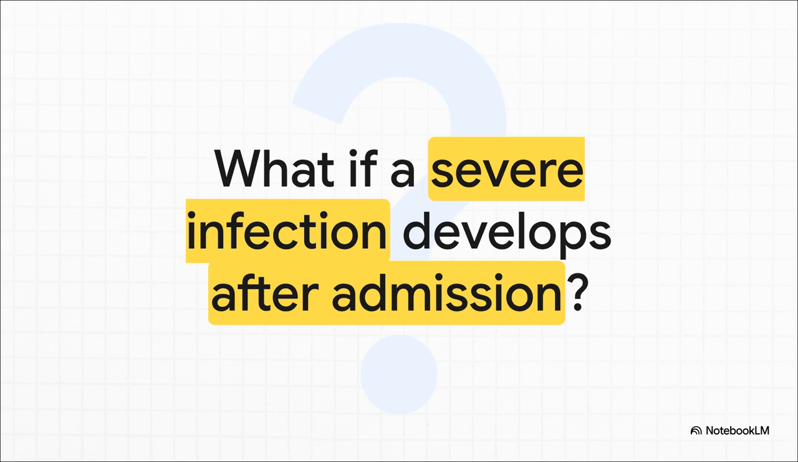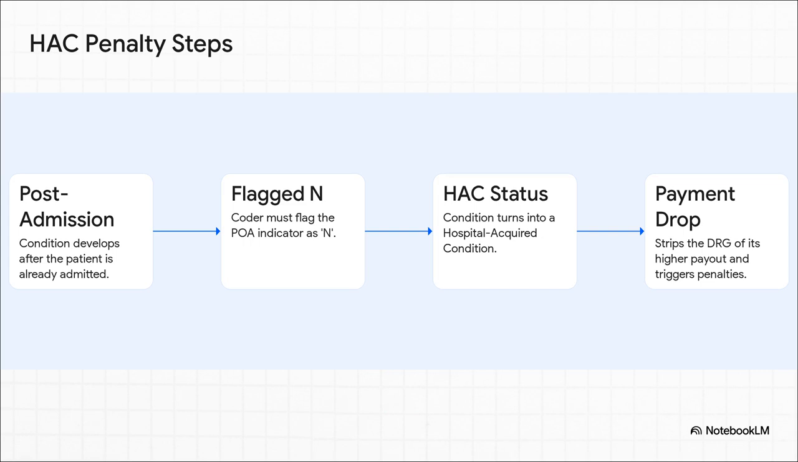So the crucial point is, what happens to a hospital's payment if a severe condition, like deep vein thrombosis or sepsis, develops after the patient is already admitted? Well, here's how that plays out. Because the condition develops post-admission, the coder must flag the POA as N. This immediately turns the condition into a hospital-acquired condition, or HAC.